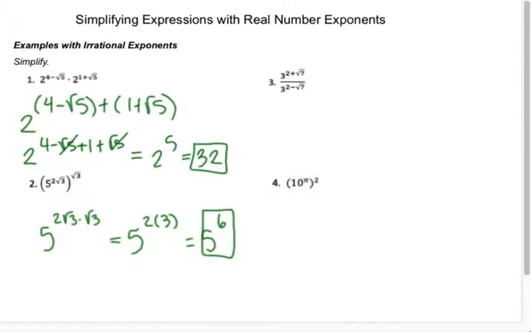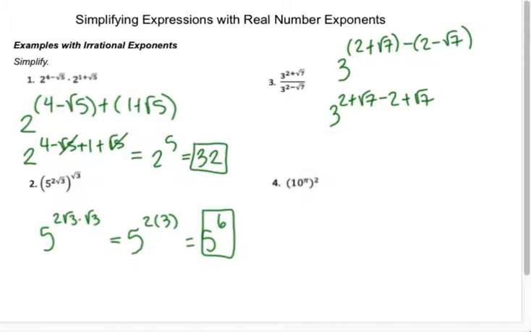Okay, number 3, again, same base. So you're going to subtract your exponents here, and you need to show your work. You need to show this step. So subtracting your exponents, base stays the same. Distribute your negative sign inside. The 2's are going to cancel, and square root 7 plus square root 7 is 2 square root 7. Now you can go one step further. 3 squared is 9, so you get 9 to the power of square root 7.